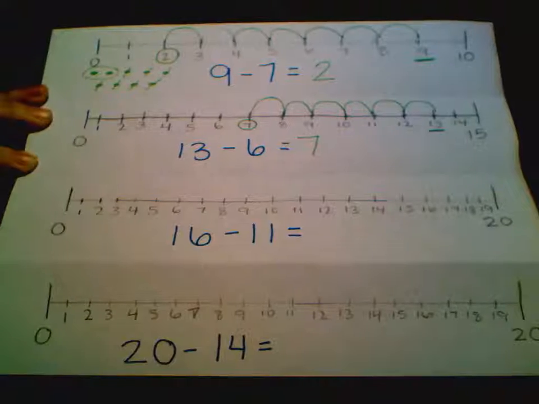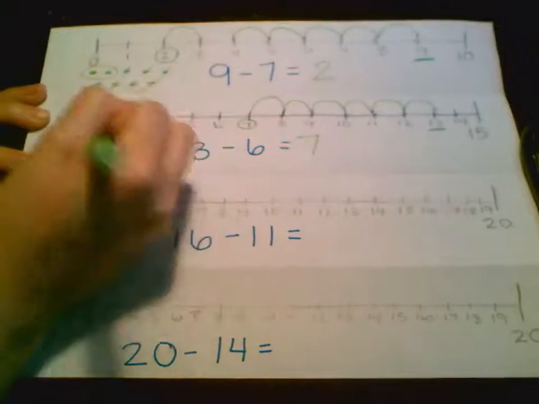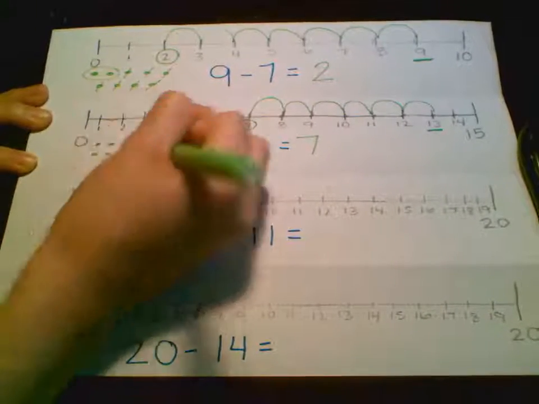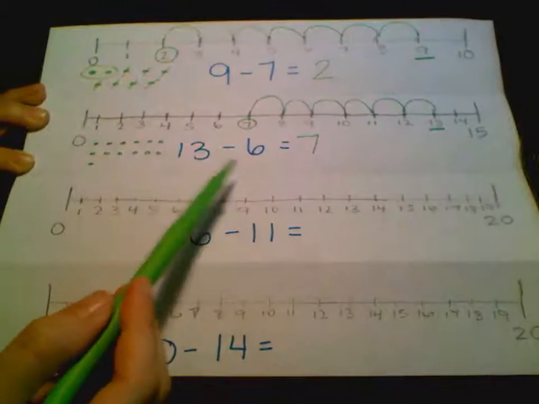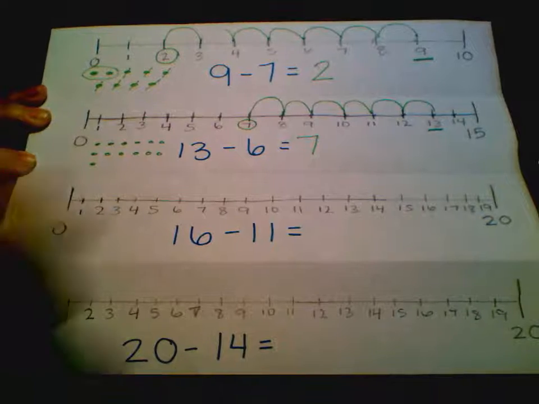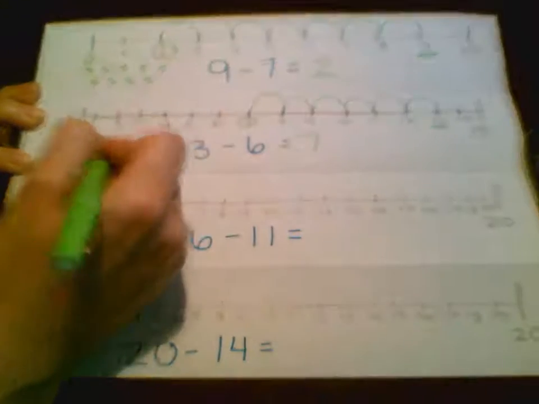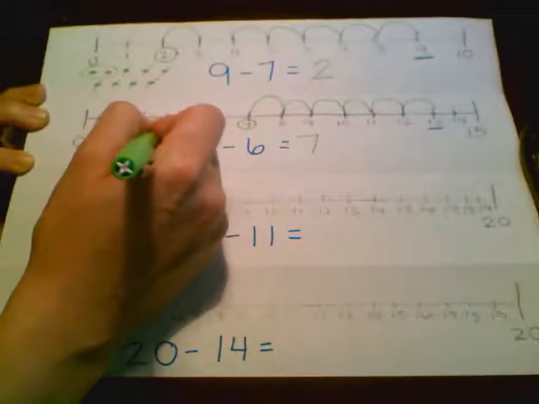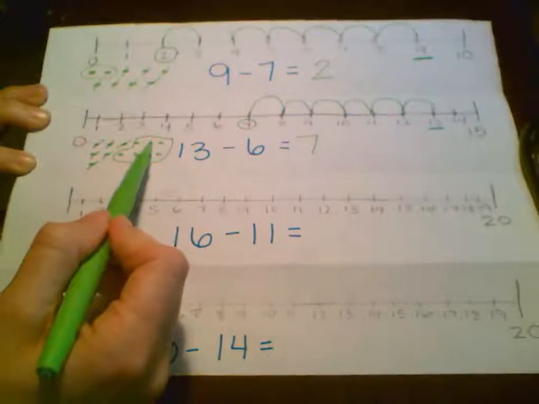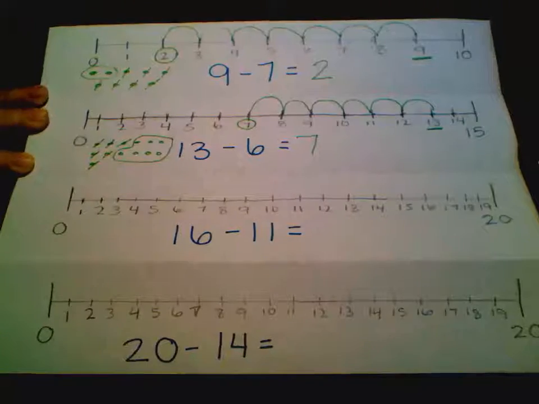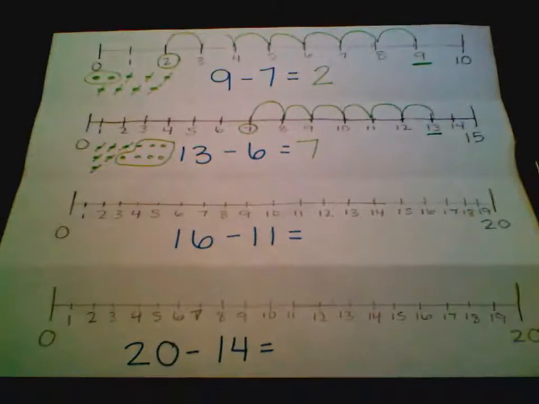So I'll show you that in a picture. I'll do the same thing. I'm going to draw circles. 3, 4, 5, 6, 7, 8, 9, 10, 11, 12, 13. All right, and I'm going to take away 6 from that 13. So 1, 2, 3, 4, 5, 6. I'm going to put a loop around what's left, and I'm going to count them. 1, 2, 3, 4, 5, 6, 7. So I just showed you with the number line and the picture how 13 minus 6 equals 7.